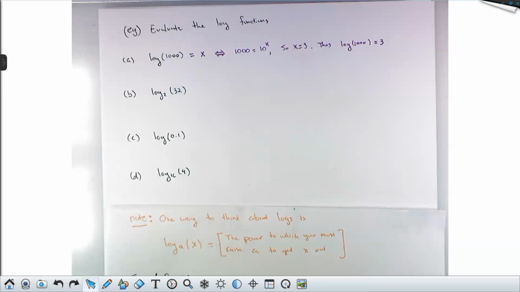This could get challenging, right? If the inside is not an integer power of the base. But I promise for all of these that I'm going to give you right now that they will be nice, easy problems.